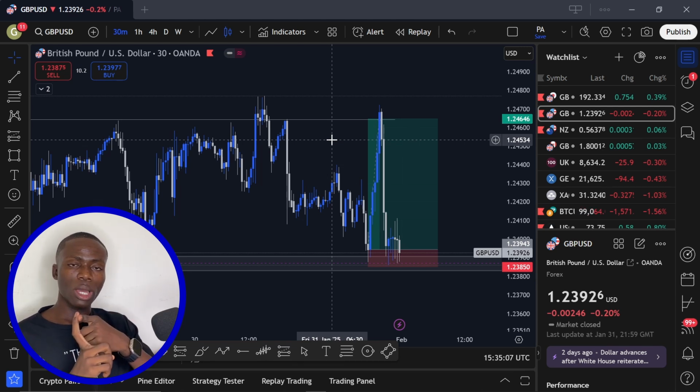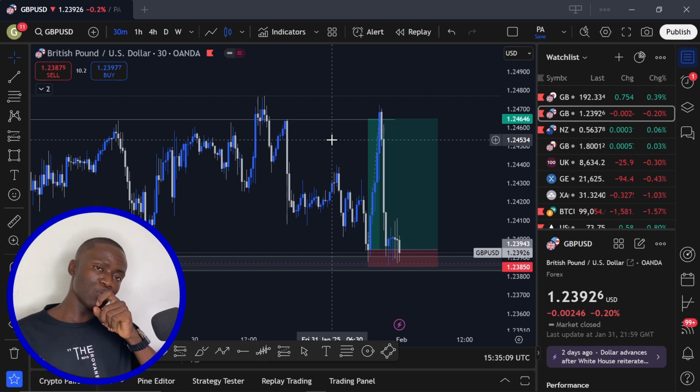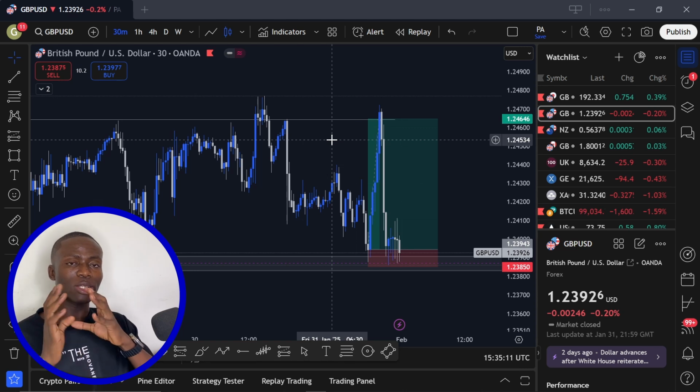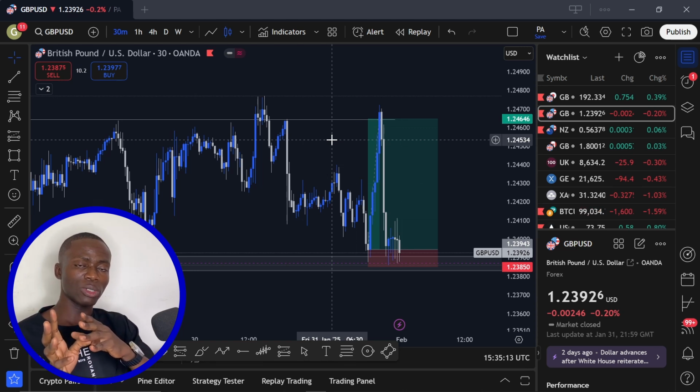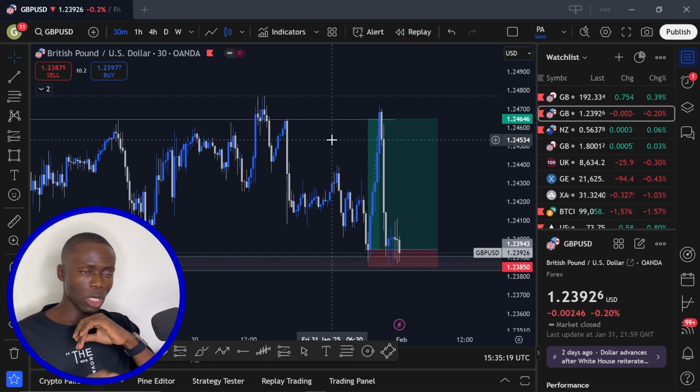Or secondly, I just keep it some pips below the candle that I'm using to enter. So it all totally depends on the market reaction. But in a normal situation, I will advise your stop loss should be some pips away from the bottom of your key level. This could be your supply or your demand level.